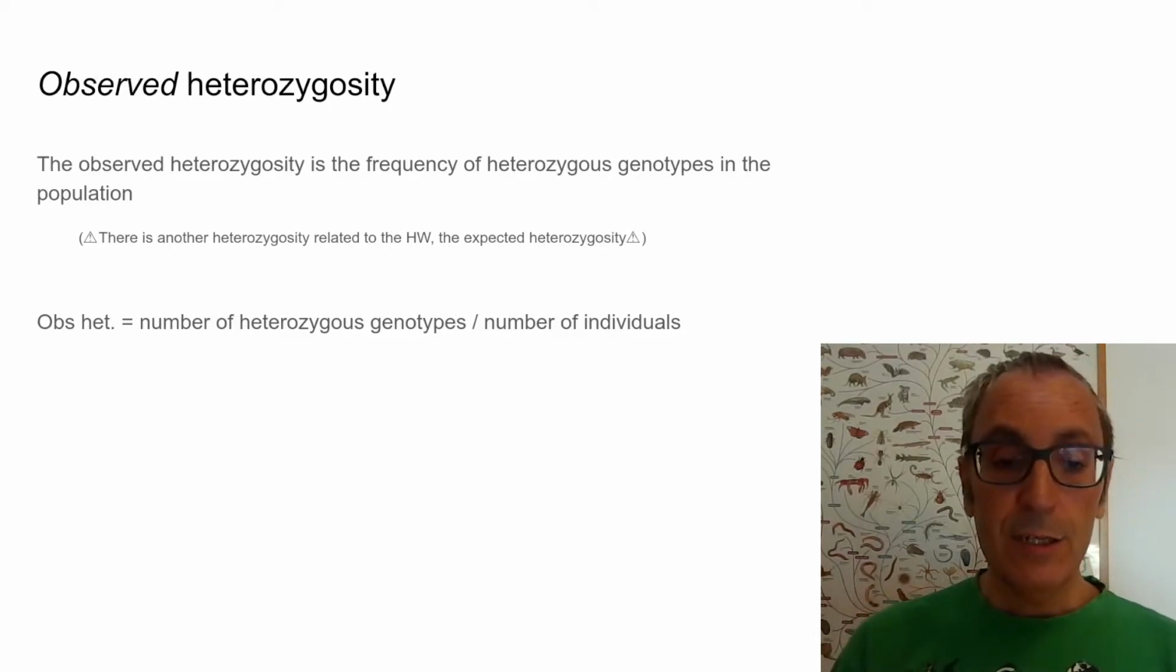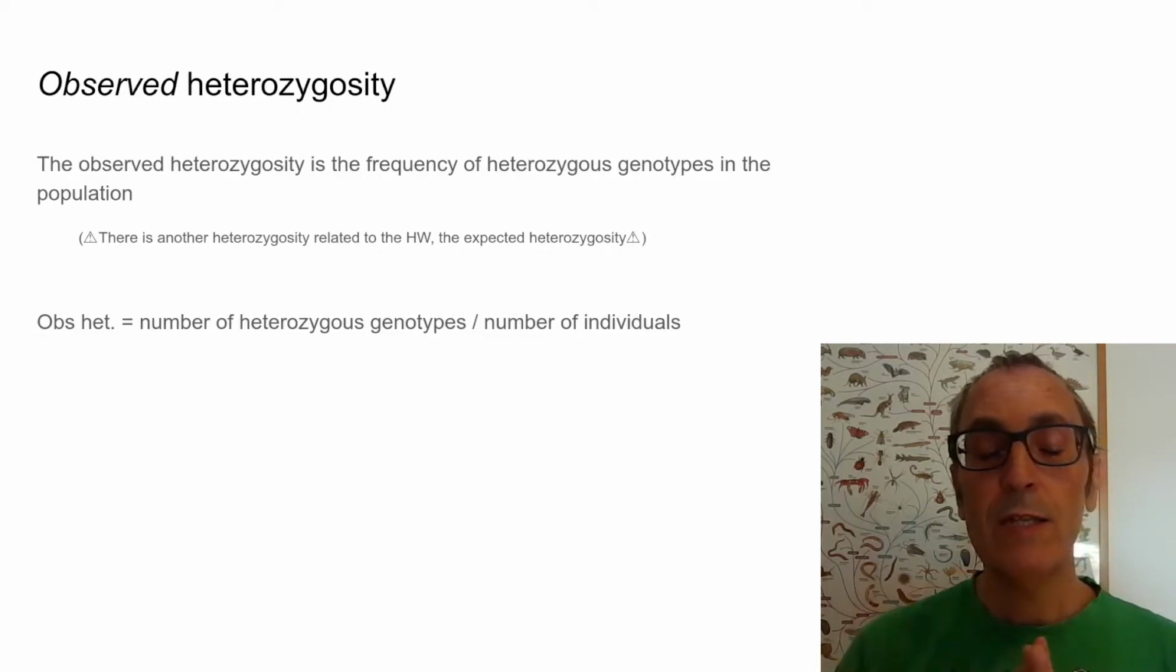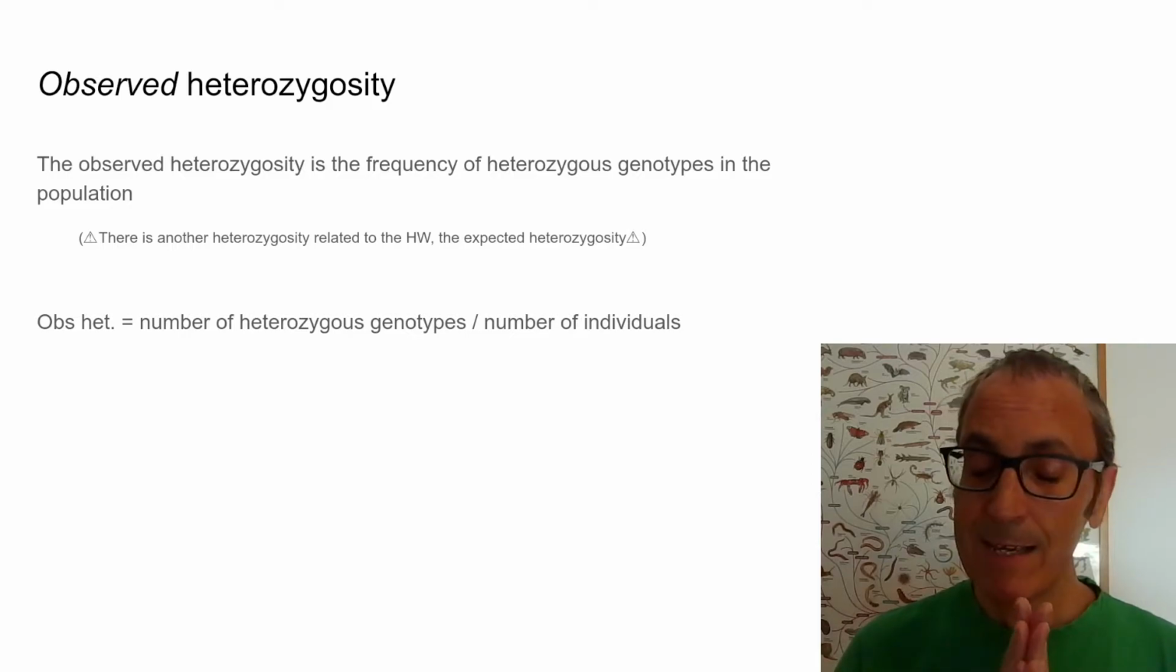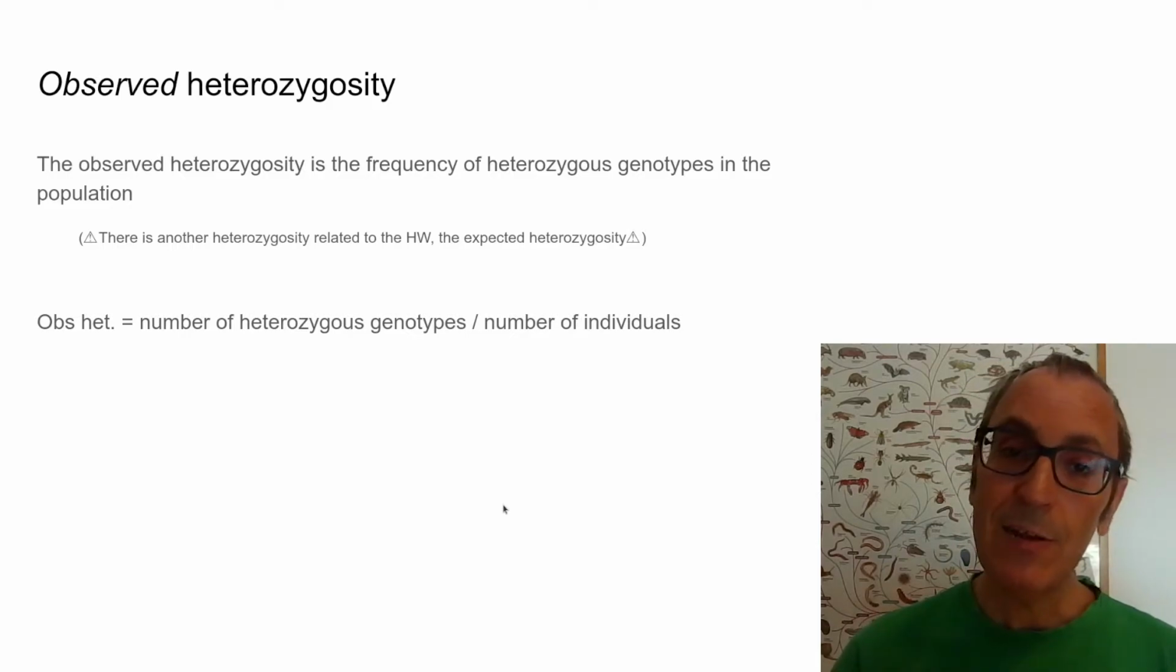Another measure that is useful is the observed heterozygosity. That is, we count the number of genotypes that are heterozygous, and that would be the observed heterozygosity. You have to be very, very careful, because there's another term that is more common, and it's the expected heterozygosity. We will talk a little bit later about the expected heterozygosity.